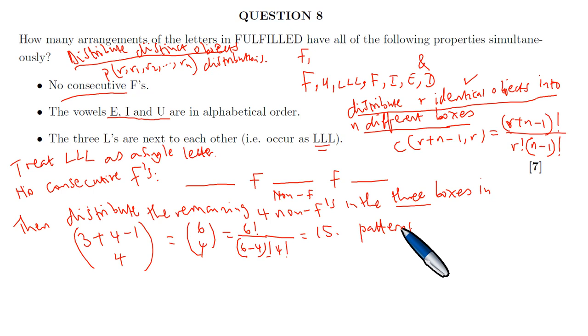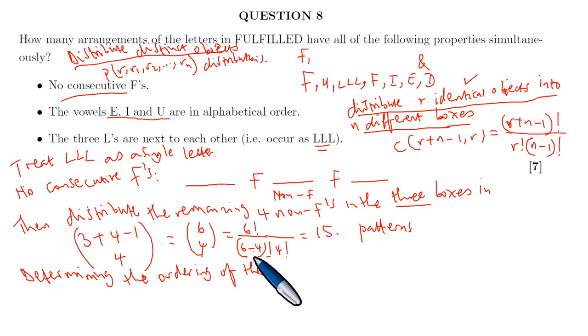Right, next we calculate the number of the ordering of the non-Fs in their 5 positions. Determining the ordering of the non-Fs in the 5 positions.